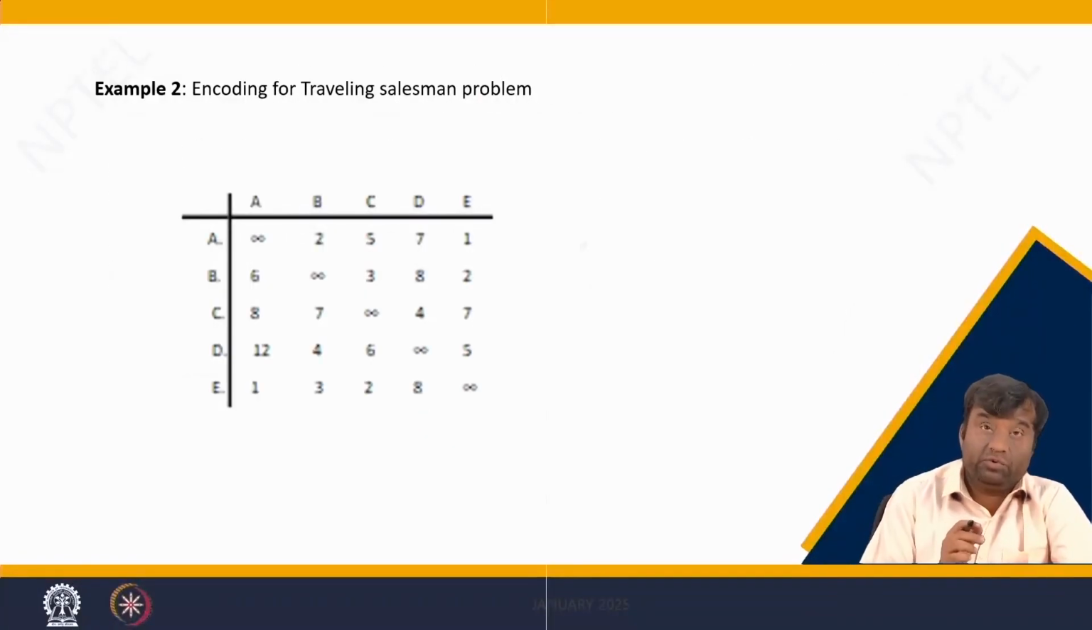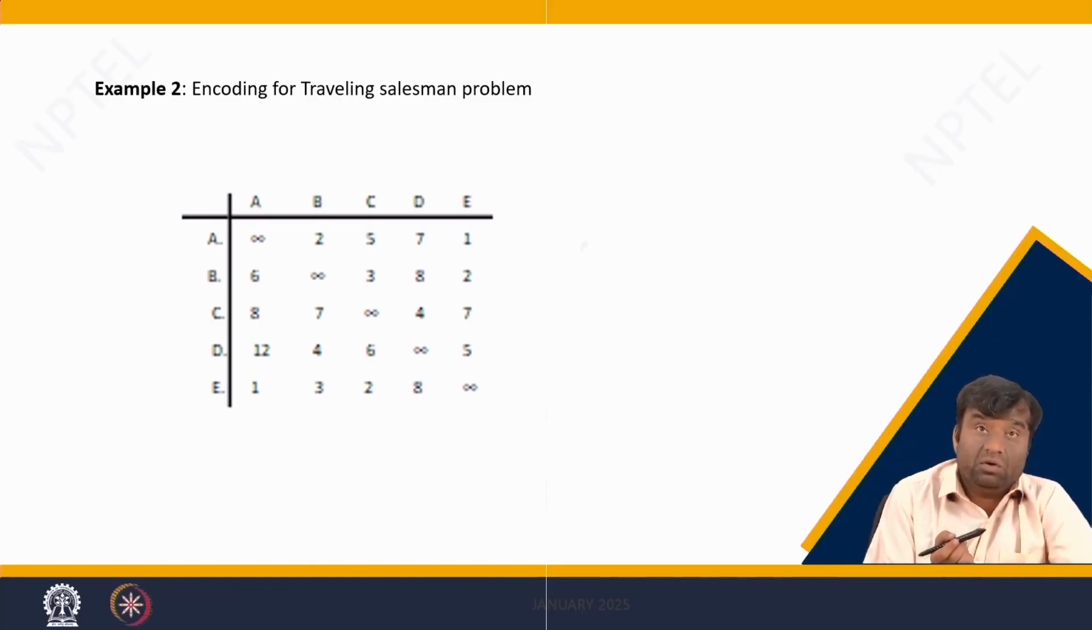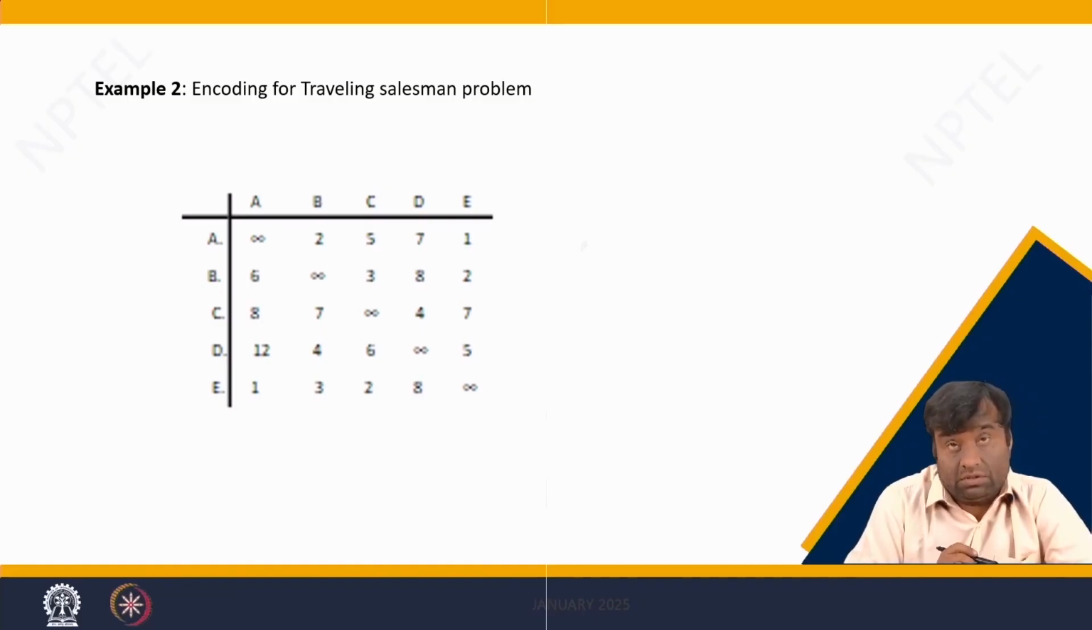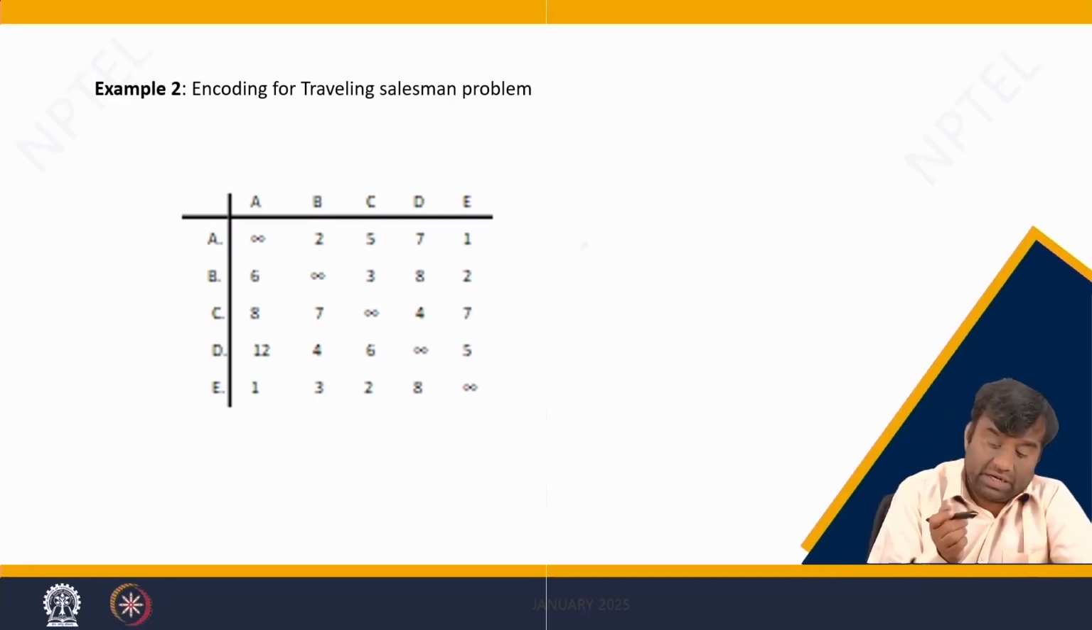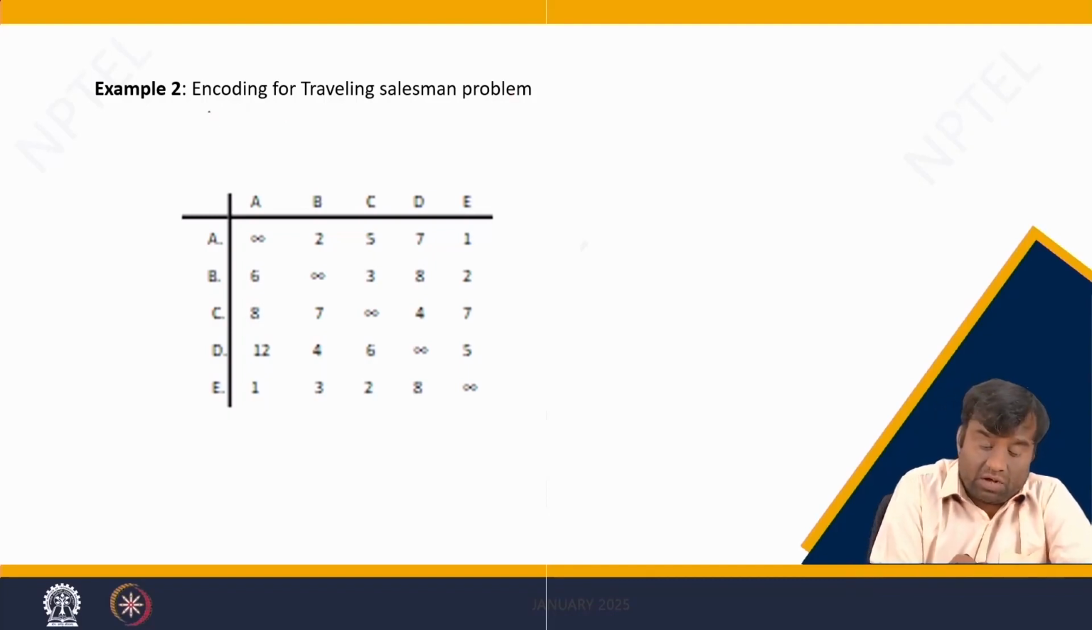So now the second problem. In the last one we discussed crossover, fitness, etc. So here in this example we will try to understand the encoding and how to find the fitness value. So we are considering a traveling salesman problem, where we apply only the encoding. So you know the traveling salesman problem.